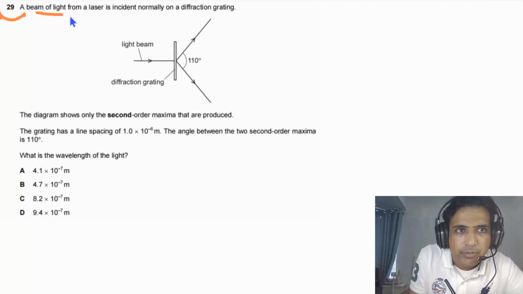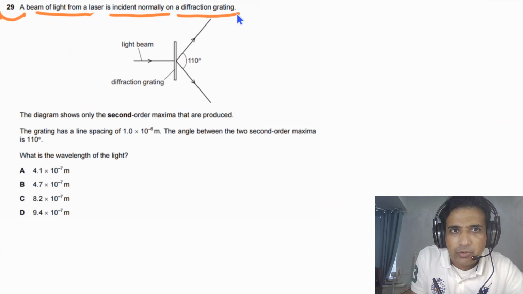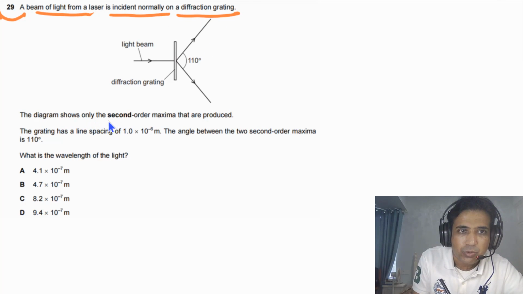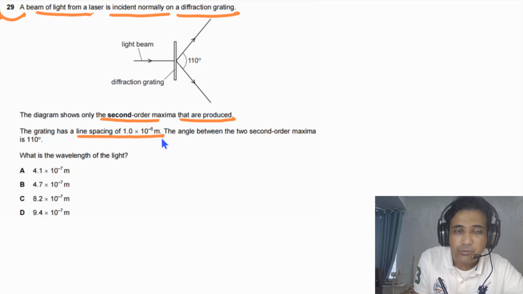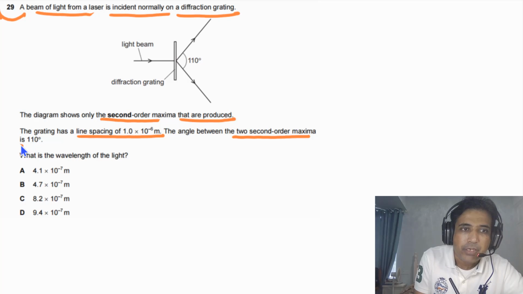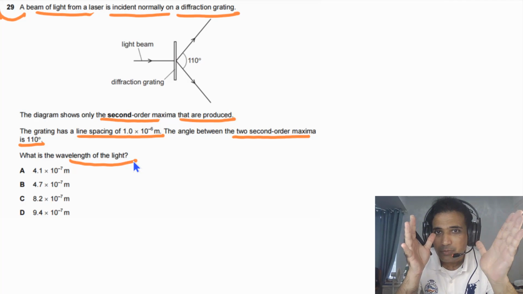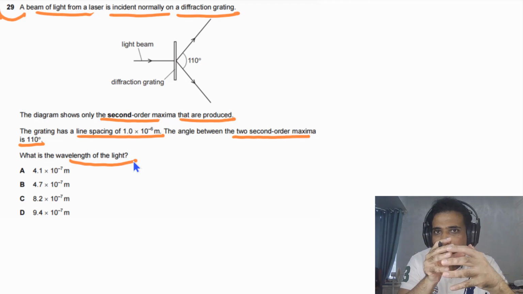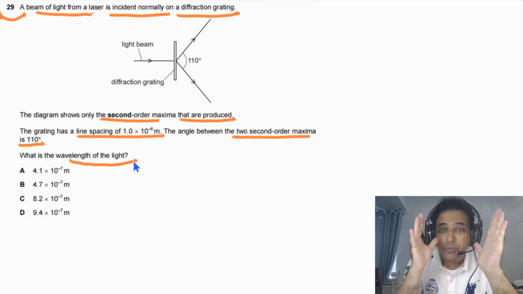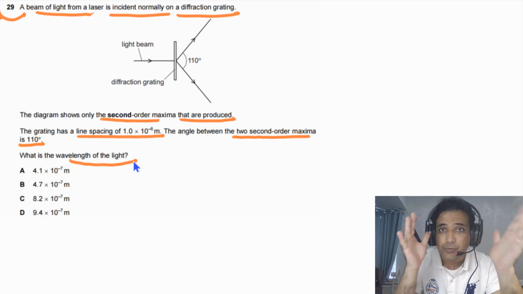Question 29 says a beam of light from a laser is incident normally on a diffraction grating. The diagram shows only the second order maxima that are produced. The grating has a line spacing of 1.0 times 10 to minus 6 meters. The angle between the two second order maxima is 110 degrees. We need to find out what is the wavelength of light. A beautiful question. So it simply means that if you pass light through a diffraction grating, you can find out the wavelength of light. A beautiful way to find the wavelength of light.